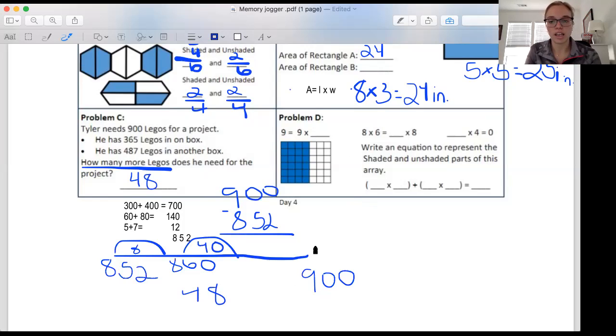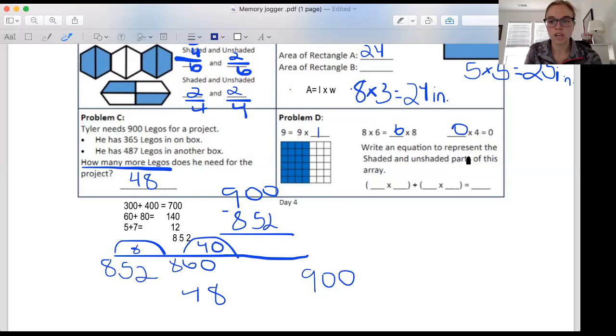All right, and problem D. I'm going to start off by doing some multiplication. 9 times a number equals 9. 9 times 1. 8 times 6 is saying the same thing as 6 times 8. And something times 4 equals 0. We know that any number times 0 is always going to give us 0.